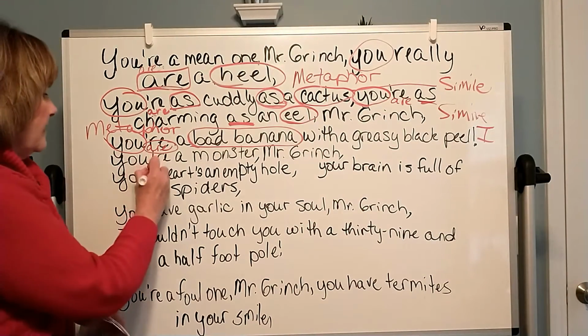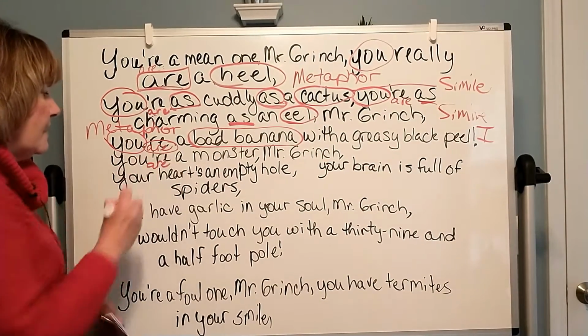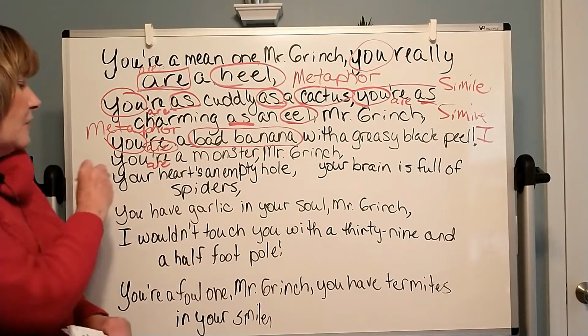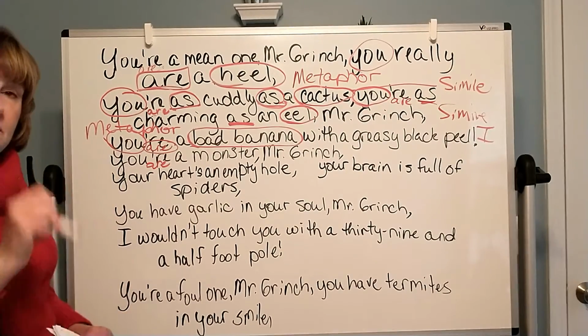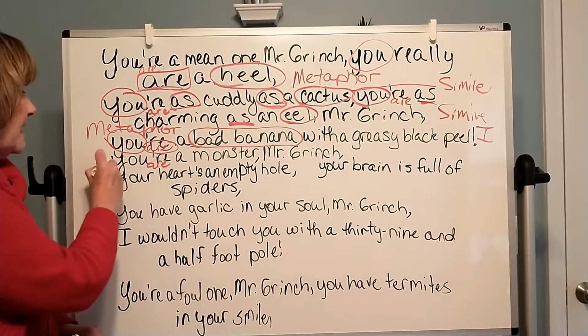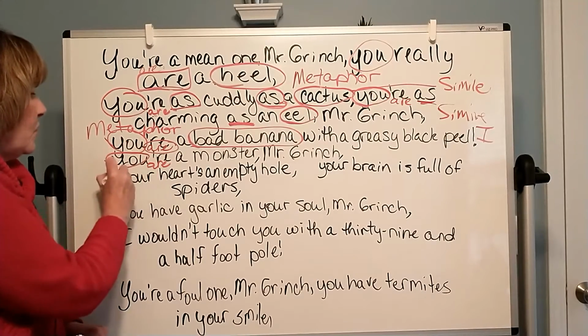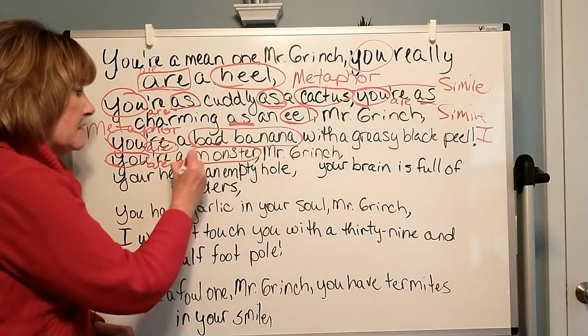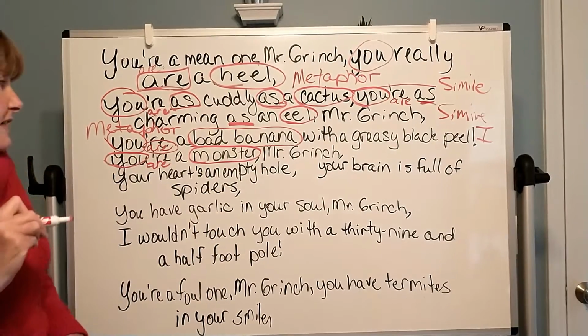Your, again, that's our contraction for you are. You are a monster, Mr. Grinch. So again, we're comparing him to something else. We're saying he is something. You are a what? He's a monster. And do we have like or as?